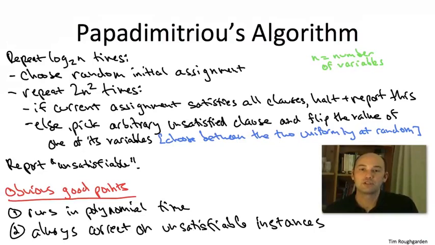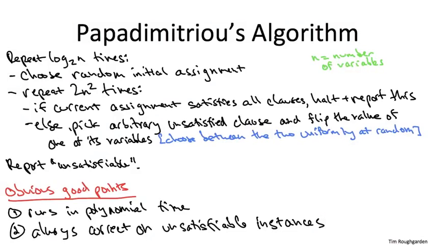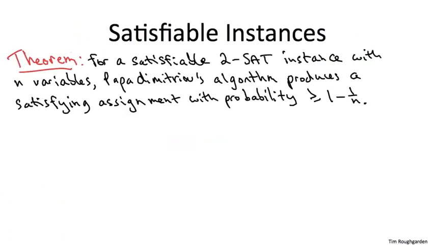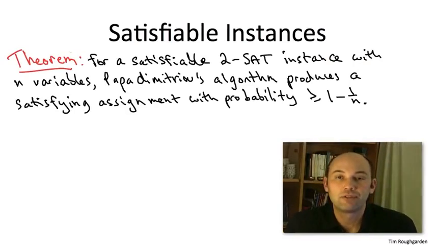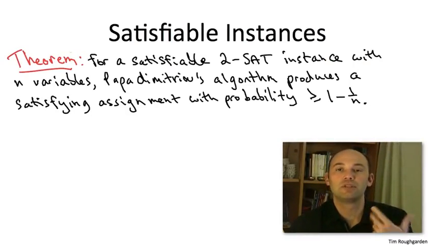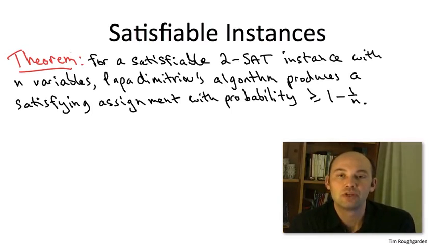What's not at all obvious is the probability that Papadimitriou's algorithm will find a satisfying assignment in instances where at least one such assignment exists. That analysis is the subject of this video. And again, what's remarkable and surprising about this theorem is that if you think about the most natural measure of progress for Papadimitriou's algorithm, namely the number of clauses which are currently satisfied, that number can actually go down when you make a local step.